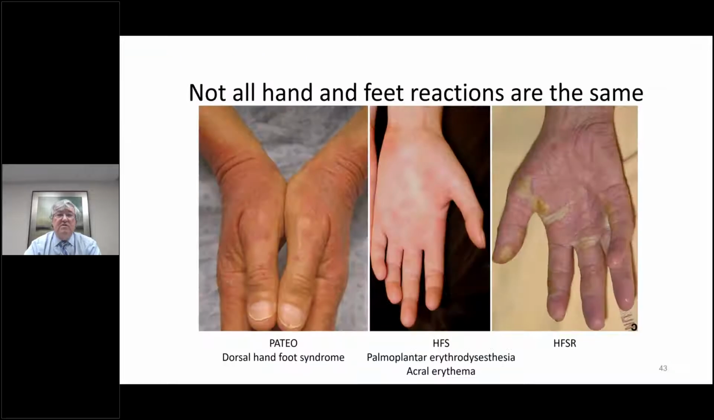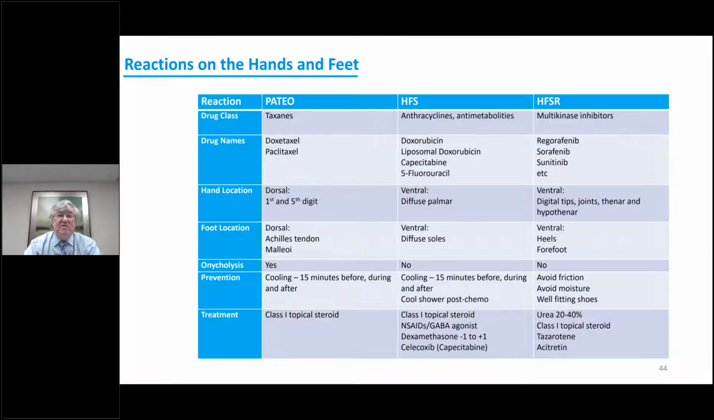Just to point out that not all hand and foot reactions are the same. You can get the one that we just previously talked about, PATEO. Dorsal hand-foot syndrome is another name for this. The hand-foot syndrome, with the palmoplantar erythrodysesthesia and acral erythema that's been called before. And again, the hand-foot skin reaction that has also been talked about. And this is just a little chart that talks about these different ones and what's different. For the most part, different drugs cause different things. And you can see basically the changes and where it is.